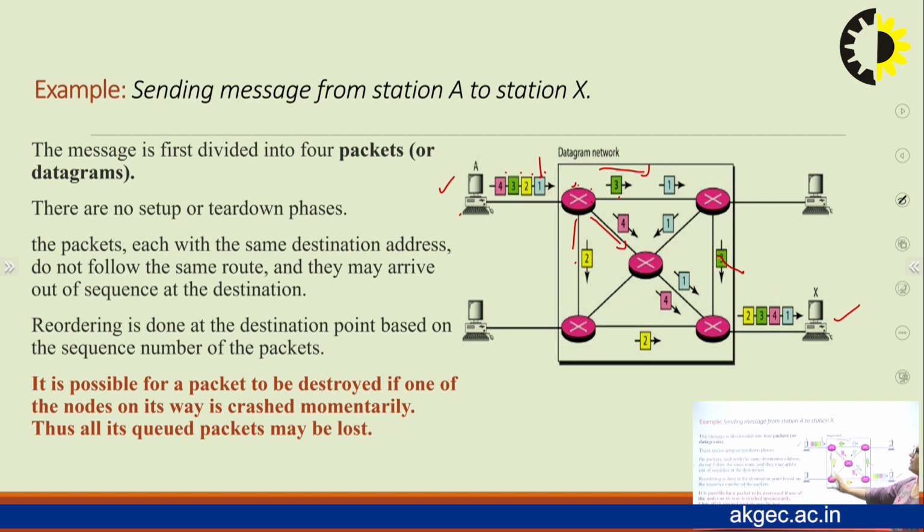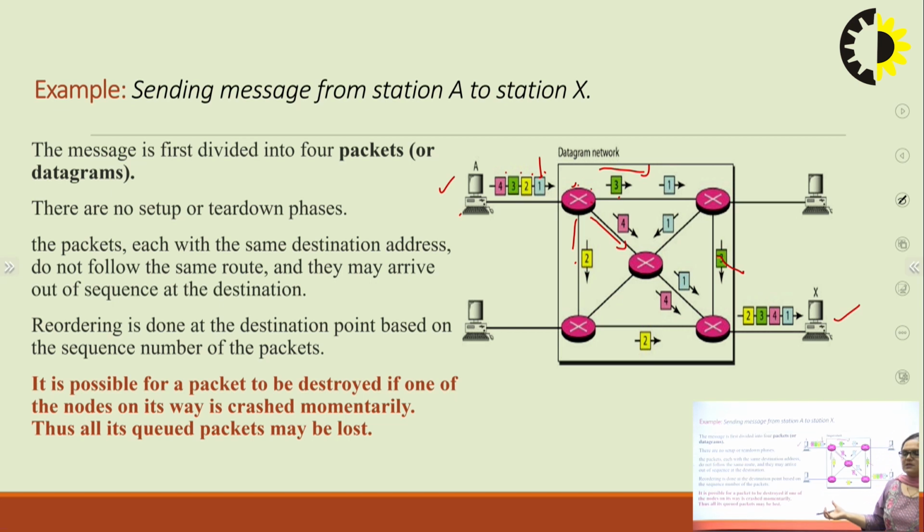So in case of datagram switching networks, there is no pre-allocation or dedicated path through which all packets are transferred. It depends upon the switch which path your packets will take to transfer up to the destination. So there are no setup or tear down phases in case of datagram networks.